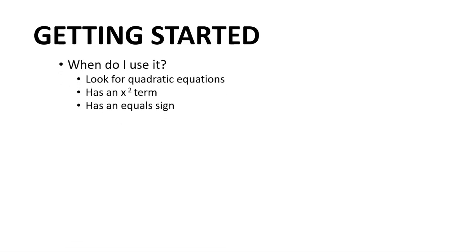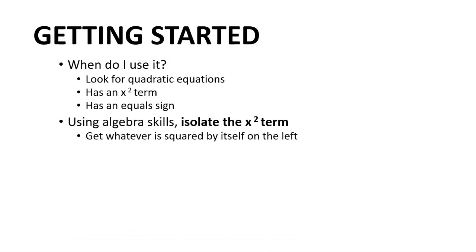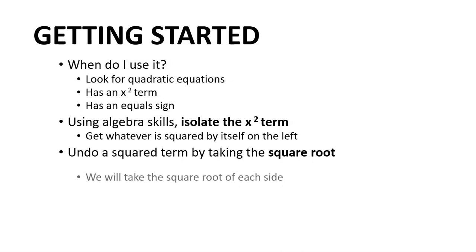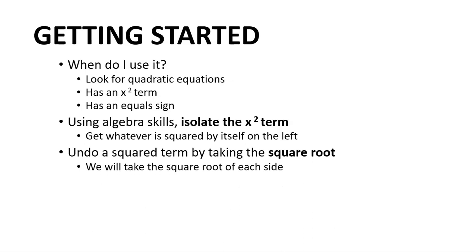So first of all, we have to make sure that we have a quadratic equation. Remember, a quadratic equation will have an x squared term in it, and also we need to look for the equal sign so that we know that it is an equation. We're going to use some algebra skills so that we isolate whatever is squared, and we're going to get that on the left side. Then we're going to take the square root of each side, because a square root will actually undo a squared term. It's pretty neat how it works.